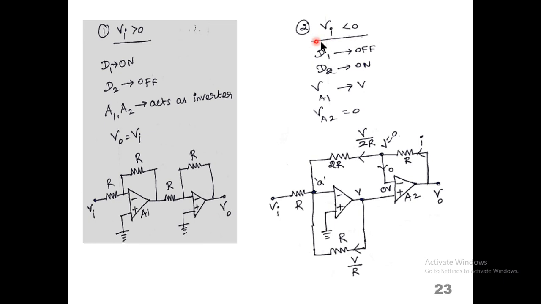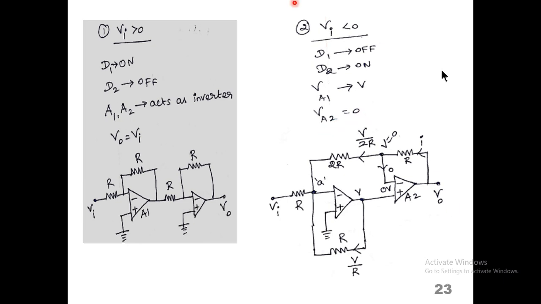Equation number 2, the condition is 2. Second condition, that is VA less than 0. At that time, D1 is off, that is, diode 1 is in off condition, and diode 2 is in on condition. At that time the voltage flow will be through amplifier 1. It is considered as voltage, that is V. The voltage across amplifier 2 is equal to 0.